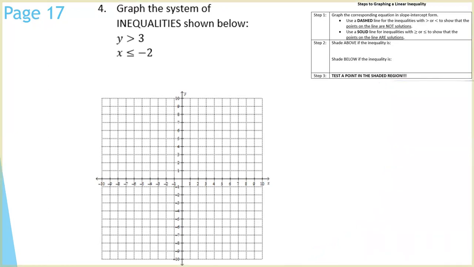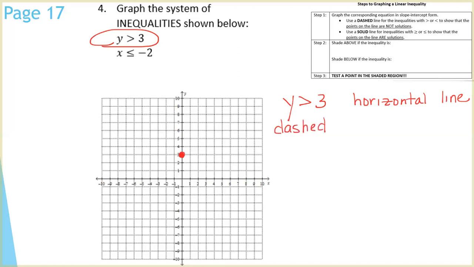Okay, so let's go ahead and get started with our last example. So this one, y is greater than 3. It's not equal to, it just says y is greater than 3, sorry. So it's just y is greater than 3. So first of all, this is going to be a horizontal line. So we're going to put our point, because it says y, put a point at 3 on the y-axis. This is going to be a dashed line because it's not equal to, and because it's greater than, we're going to shade above.